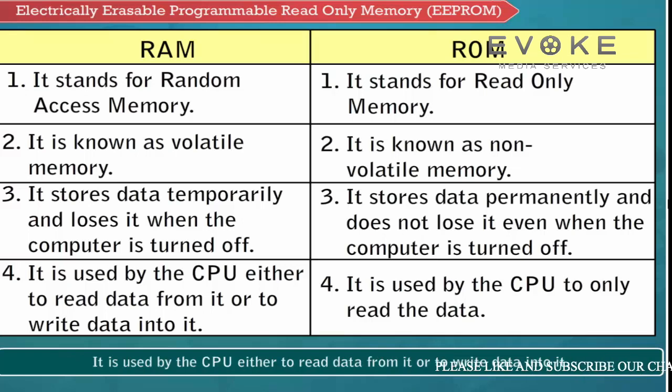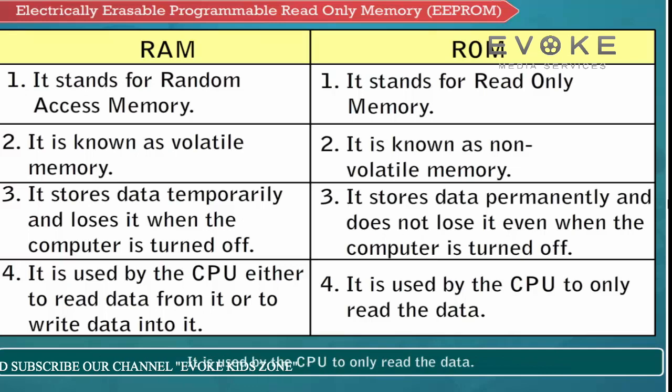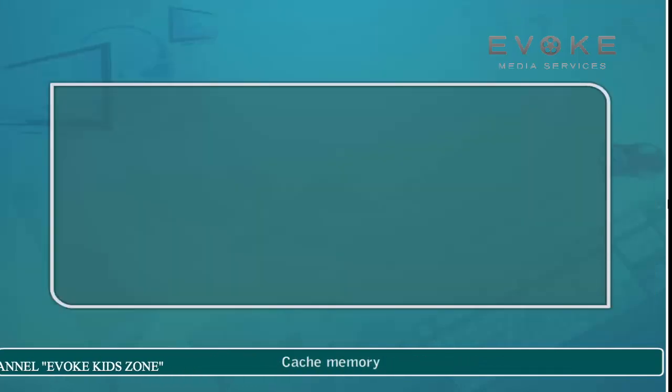RAM is used by the CPU either to read data from it or to write data into it. ROM is used by the CPU to only read the data.